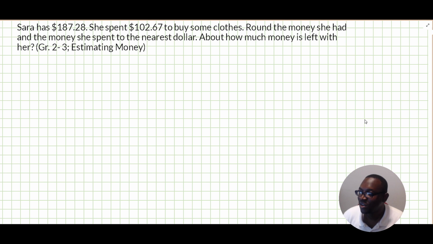So for 2nd and 3rd graders, Sarah has $187.28. She spent $102.67 to buy some clothes. Round the money she had and the money she spent to the nearest dollar. How much money is left with her? How much money does she have left?